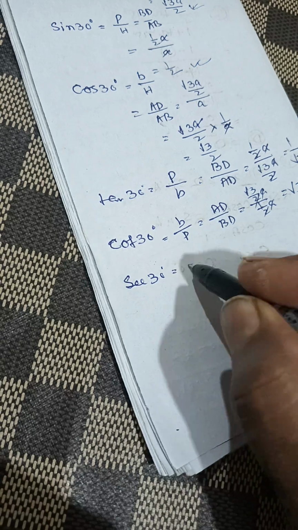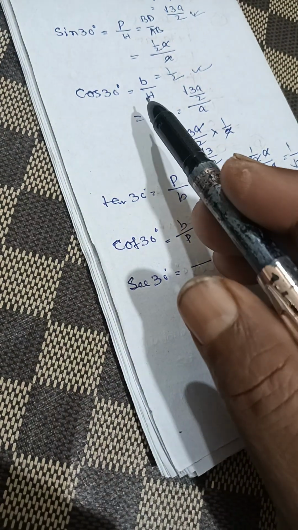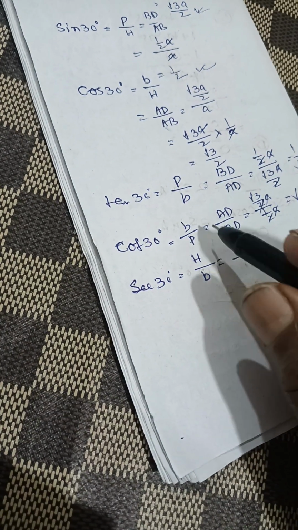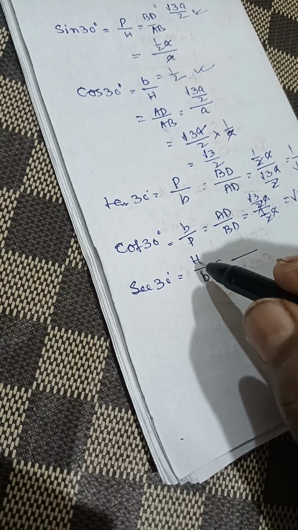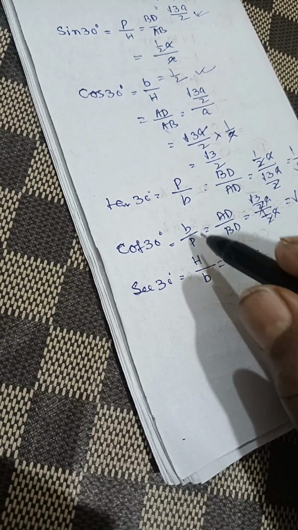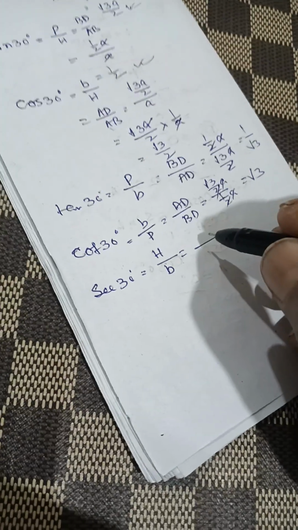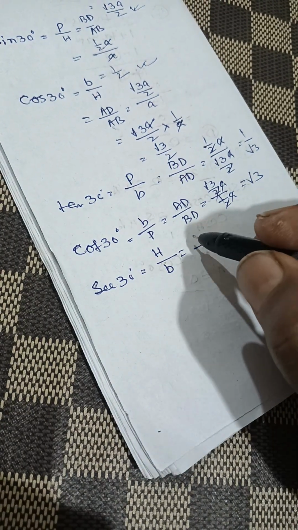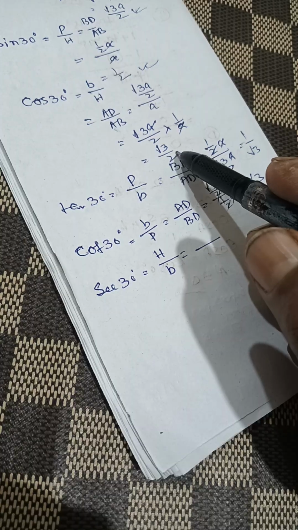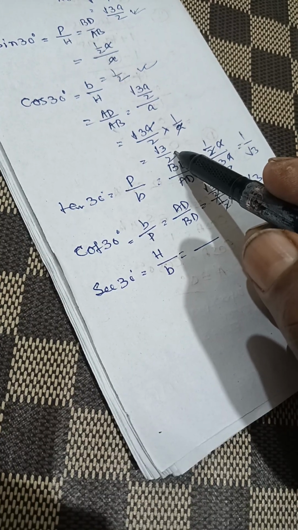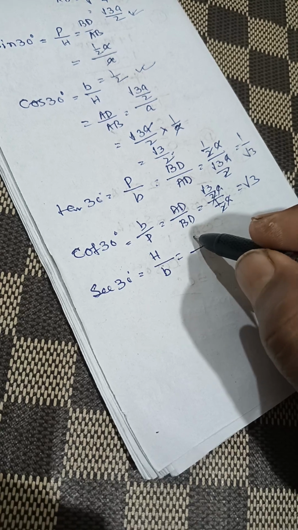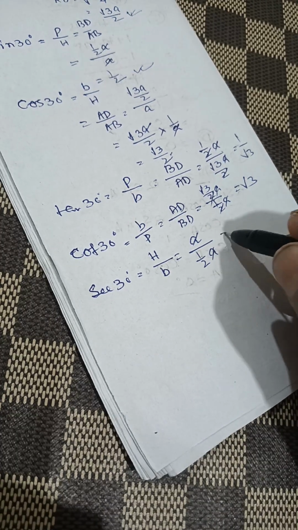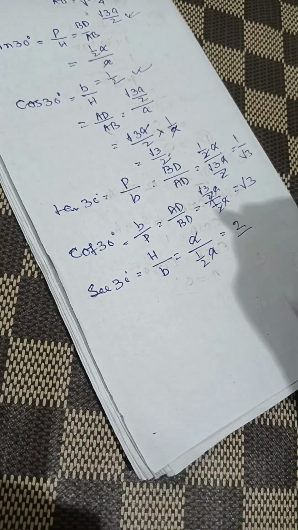Sec 30, we know, is just the reverse of cos 30, B by H, so it will be H by B. Actually, I am doing it directly here because I have already shown how you get B, H, P like this. That's why you have to watch the previous video to clarify this part. H is what? H is given, H is actually AB in the diagram. AB is A and BD is half of A. So A cancels, so it becomes 1 by half, and 1 by half means 2.